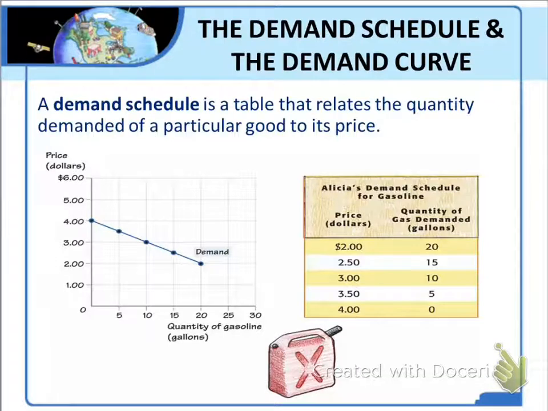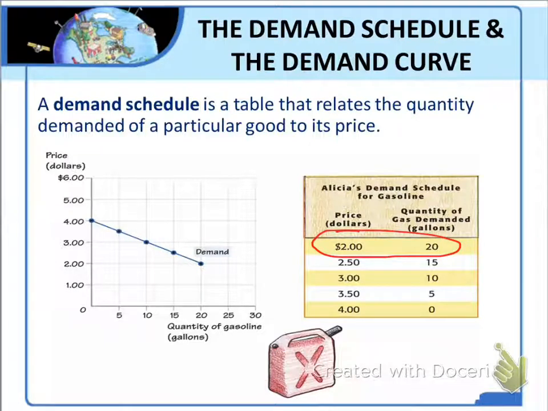A demand schedule is a table that indicates the quantity demanded of a particular good at various prices. To illustrate how a demand schedule is constructed, let's imagine interviewing a driver named Alicia about her purchases of gasoline. We can ask Alicia, how many gallons of gasoline would you purchase each month if the price per gallon were $2? If she answers 20 gallons, we record in the demand schedule that at a price of $2 per gallon, the quantity demanded is 20 gallons.